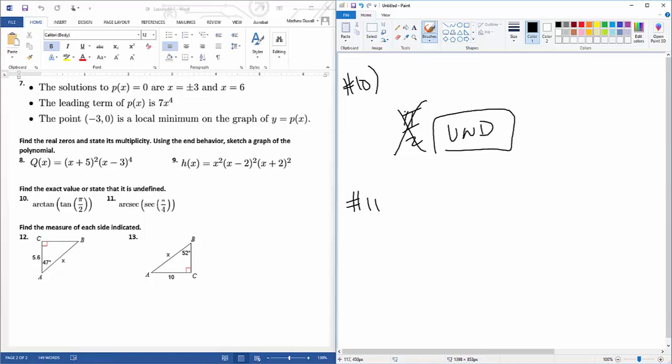Number 11, arcsecant of secant. Well, those are inverses of each other, they cancel out. So you are left with π/4. π/4 is within the range. It's between 0 and π for secant, so it works. So that's one of my answers. And then for number 12, you're going to use SOHCAHTOA to be able to find the missing side.